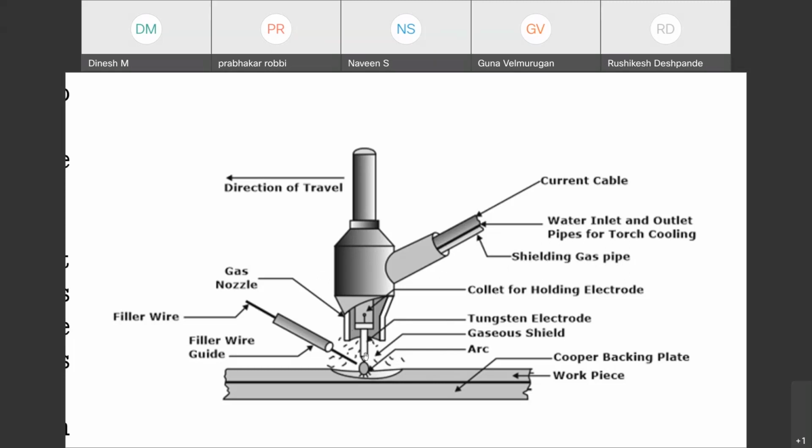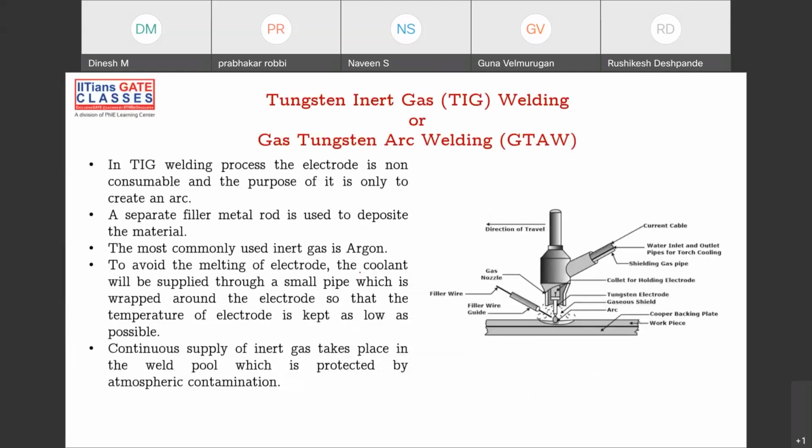And the rest of the things are the same. Also, as I told you, the electrode is not consumable. If you are trying to make a butt joint and you want to fill the material, you have to provide extra filler material. Like in gas welding, if you want to fill, you have only the flame. The flame is not giving any material, it's giving only heat. Here also it is providing heat in the form of an arc. So now we are providing extra material. This is how tungsten inert gas welding is performed.